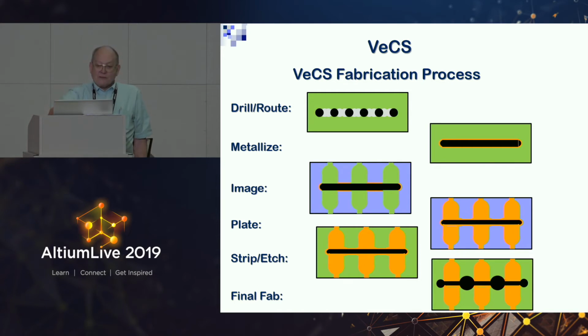And then in final fabrication, you mechanically drill out the copper that shorts them all together. So this becomes 6 separate nets. You can see up there, you have 6 separate nets using the same geometric area.